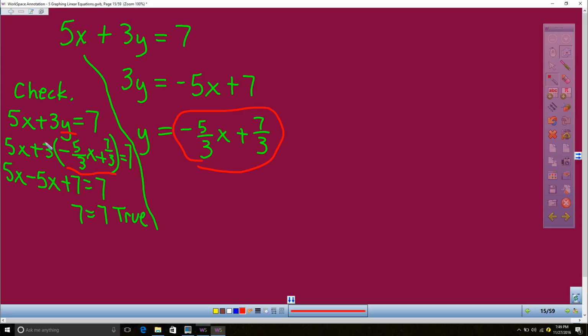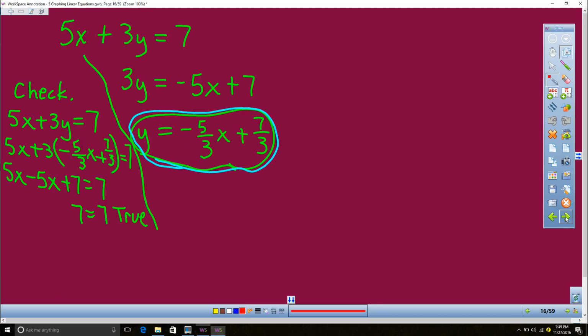Notice to simplify here, I need to use the distributive property. The 3's are going to cancel, and I'll be left with a negative 5x, and then I also have to multiply the 3 times 7 thirds. The 3's again will cancel, and I'll be left with the 7. Then 5x plus negative 5x gives 0, so you're left with the true statement, 7 equals 7. So I know that y equals negative 5 thirds x plus 7 thirds is the solution.